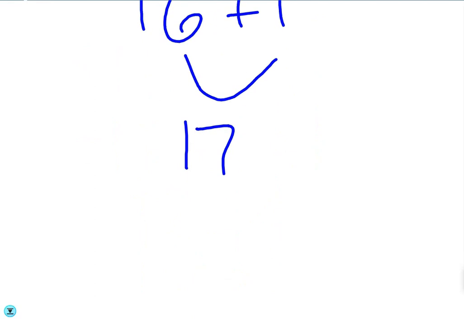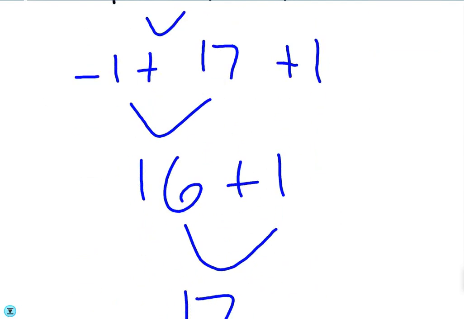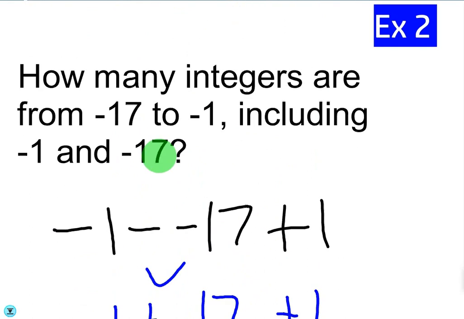Now this one is actually more conceptual, because the number of integers from -1 to -17 would be the same as from 1 to 17, and you're just counting, right? If you count it from 1 to 17, you get 17. So it makes sense that we got 17 back. We found the difference between them, and then we added 1.